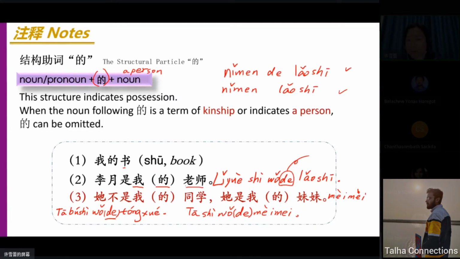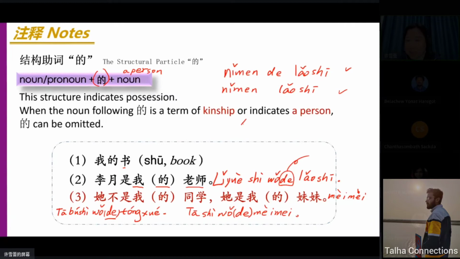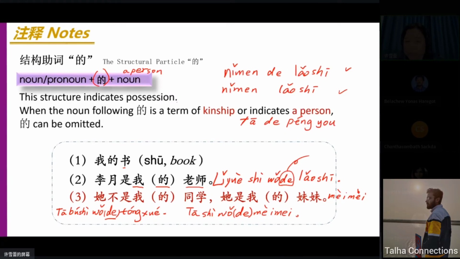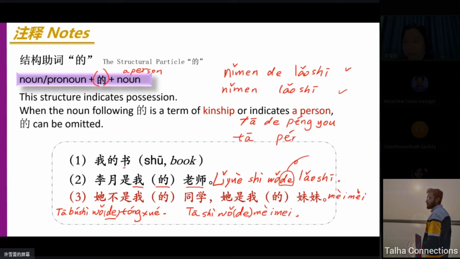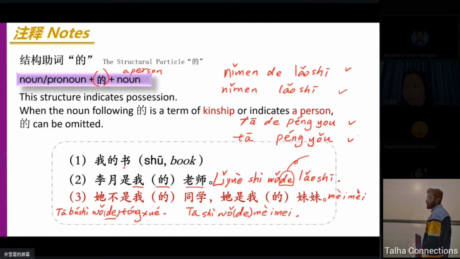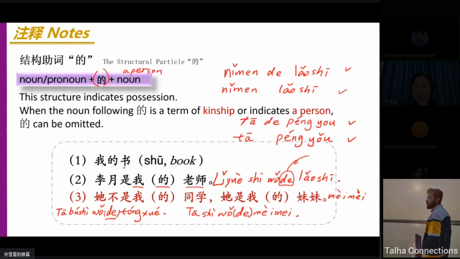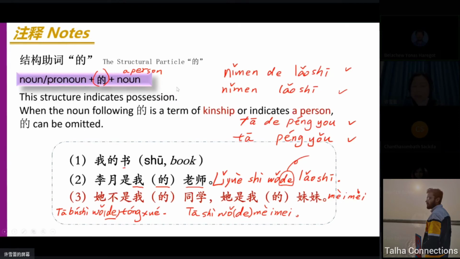我的老师, 我老师, 我的同学, 我同学, 我的妹妹, 我妹妹, 她的, for example, 她的朋友, friend, 她的朋友, because 朋友 is a person, so the 的 can be omitted, and then the phrase becomes 她朋友. Yeah, that is the 的 in the structure noun or pronoun plus 的 and plus a noun. If the noun is a person, 的 can be omitted. All right, yeah, that's all for this part.